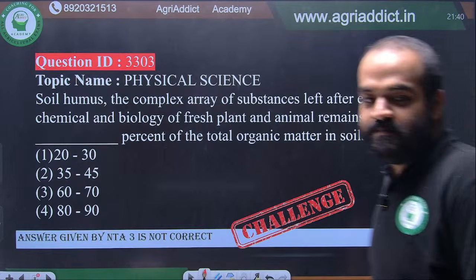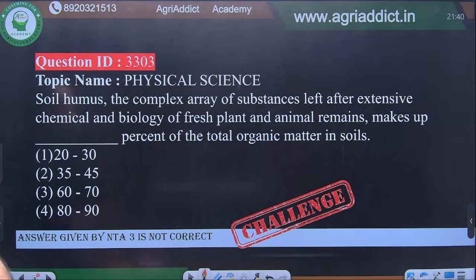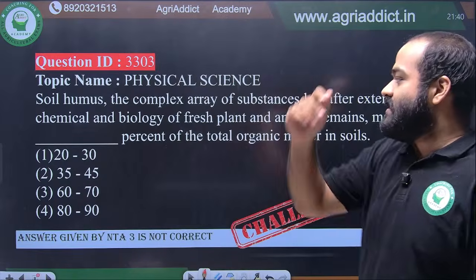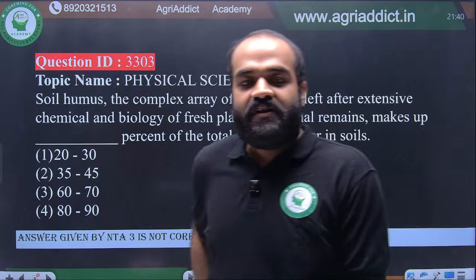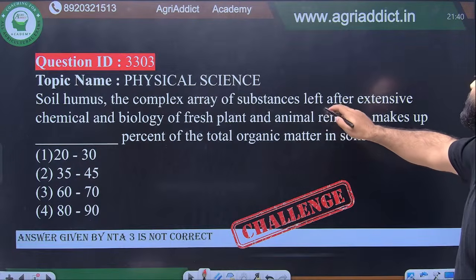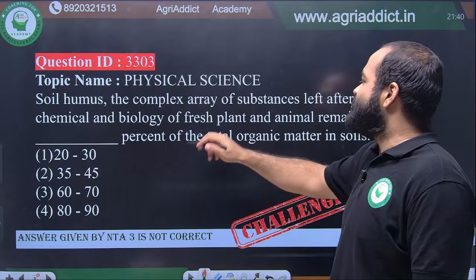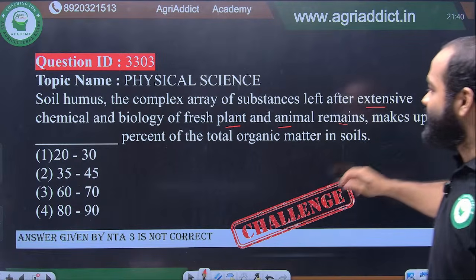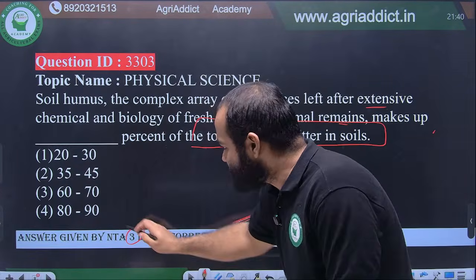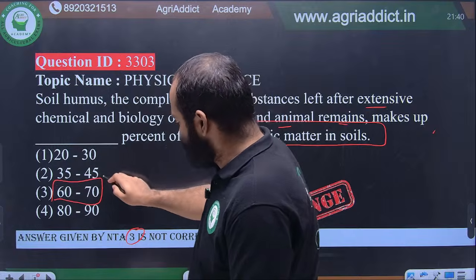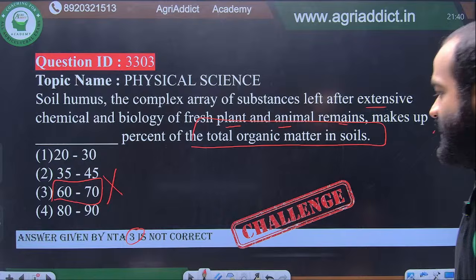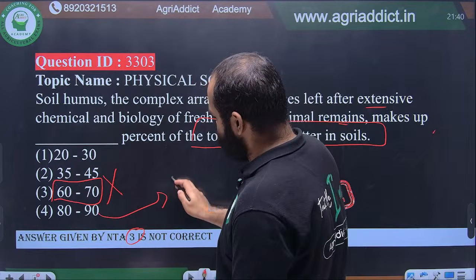Now comes the interesting part, which you should challenge. You should definitely challenge these questions, and we are also challenging them on behalf of AgriAddict Academy. But if you want to challenge, it is definitely up to you. So the question is: soil humus, the complex array of substances left after extensive chemical and biological breakdown of fresh plant and animal remains, makes up blank percent of the total organic matter in soils. The answer given by NTA is 3, that is 60 to 70%, which is wrong. The correct answer will definitely be option 4, right?